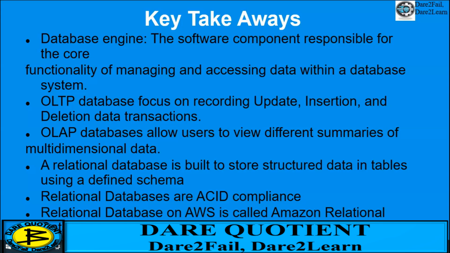And we saw that on the AWS platform, they refer to the database as the Amazon Relational Database. We also saw that there are several examples of relational databases, some of them being the Microsoft SQL, the Oracle, the Postgres, and there are many more relational databases.